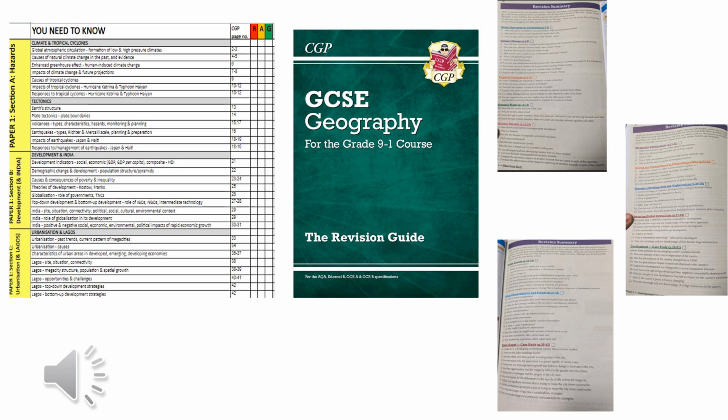The hazards one is on page 20 in your booklet. The development one is on page 32 in your booklet. And the last one, which is urbanising world, is on page 43 in your booklet.